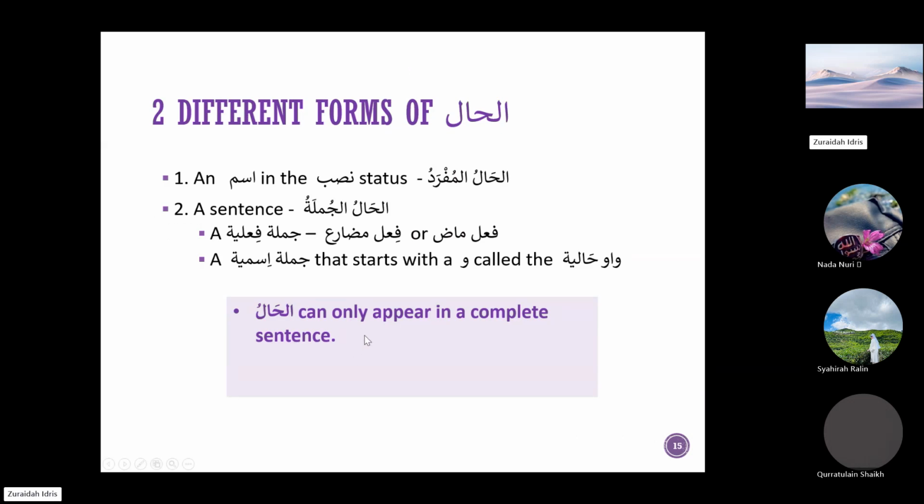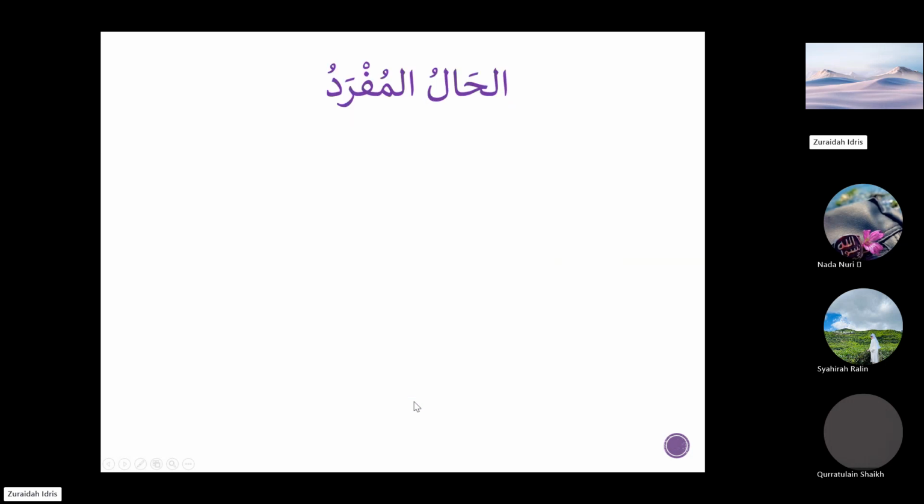It can only appear in a complete sentence, because when we do the exercises, you're going to have to be able to differentiate a maf'ul bihi from tamyiz and from hal. So just repeating the same thing again, inshallah. Let's look at the single word hal.